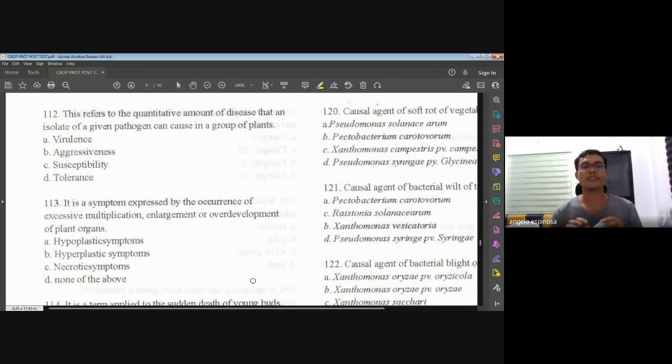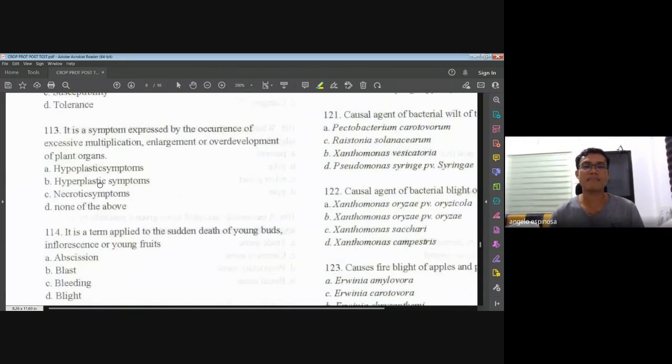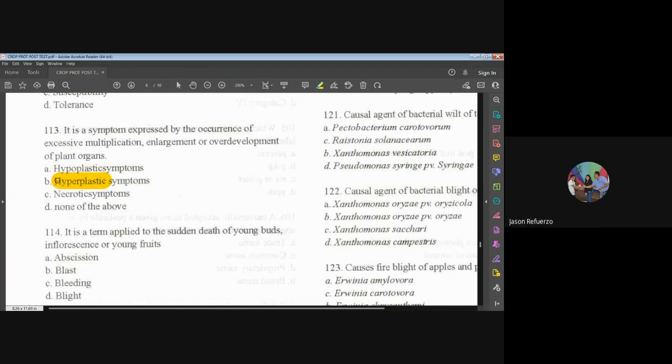112. This refers to the quantitative amount of disease that an isolate can cause. Pag-isolate, automatic virulence yan. Pag-isolate na pinag-uusapan. 113. It is a symptom expressed by the occurrence of excessive multiplication, enlargement, or overdevelopment of plant organs. Enlargement. The correct answer is hyperplastic symptoms.